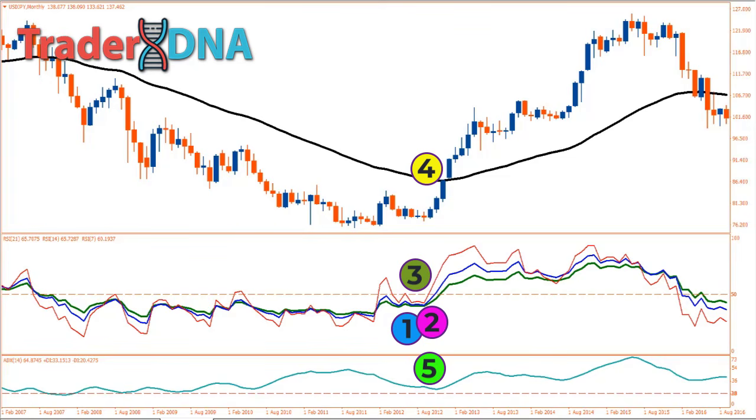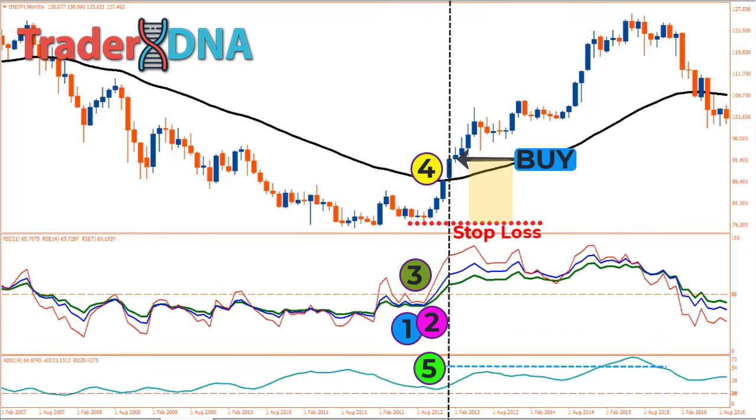Fifth, the ADX reading reaches above 20. Entry. When these conditions match your target asset chart, it positively influences the asset price. So, open a buy position. Set an initial stop loss below the current swing low with a buffer of 5 or 10 pips.